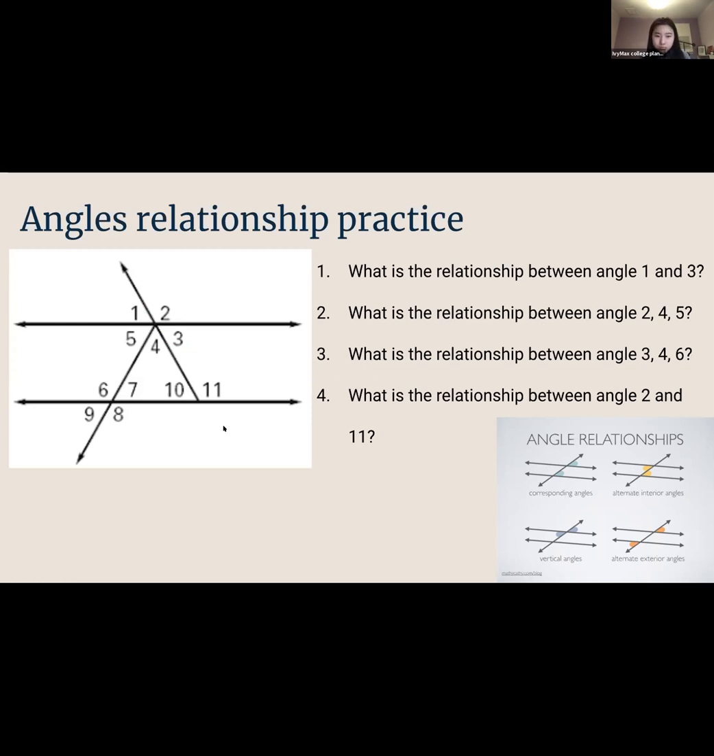Alright, what's the relationship between 2, 4, and 5? So, if you look at the thing here, you can see that 2 and the angles 5 and 4 combined are vertical angles. Since, you can just tell. So, yeah, they're vertical angles. 2 is vertical angles with 5 and 4. Or 5 plus 4.